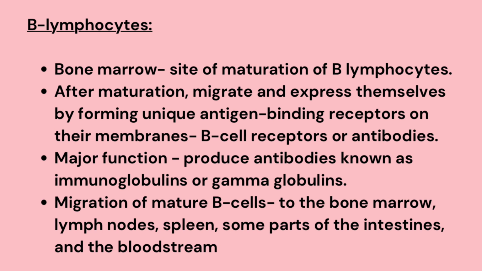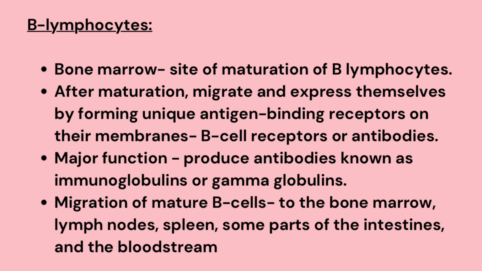B lymphocytes arise in the bone marrow through the process of hematopoiesis, and their maturation takes place in the bone marrow itself. After maturation, they migrate and express unique antigen binding receptors on their membrane. This antigen binding receptor on the membrane of a B lymphocyte is called the B cell receptor or antibody.